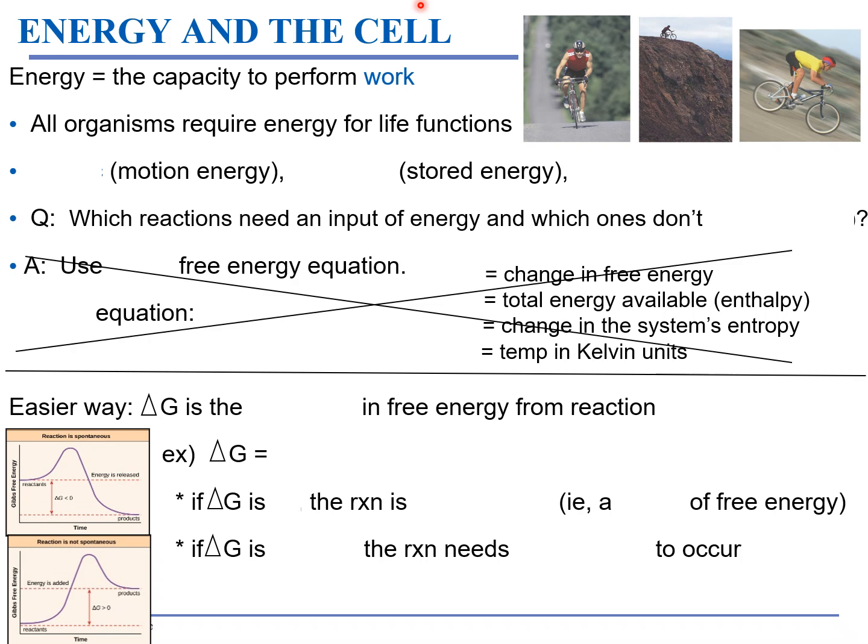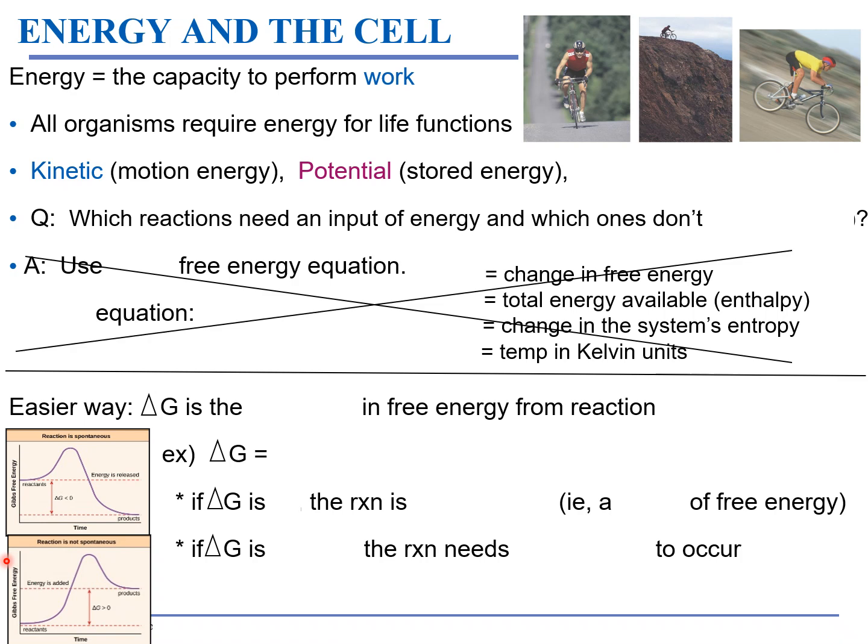So there's kinetic energy, which is motion energy, you can remember. So this is the energy that's being used when a bike rider is going downhill, for example, like you see here. And potential energy is stored energy. So something like what you would see here, the biker is on top of a hill. They have potential energy. They have stored energy that can become kinetic energy.